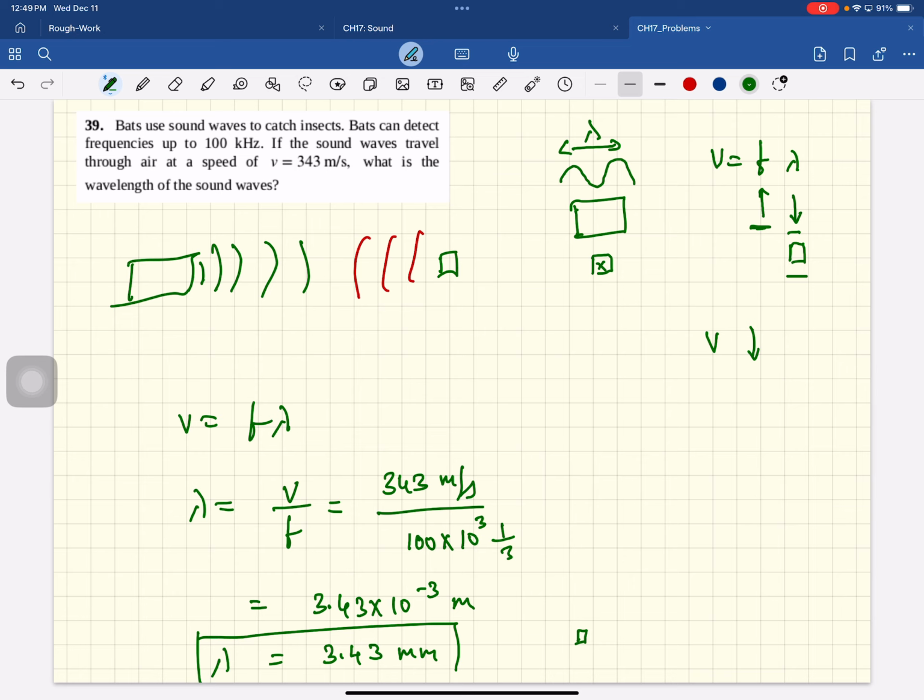So like I said, the higher the frequency they use for echolocation, the smaller the bat.